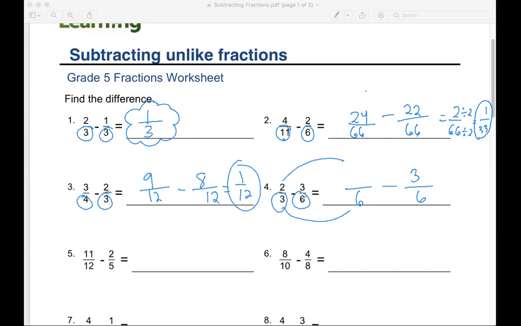What factor do I need to convert thirds into sixths? A factor of 2, right? 3 times 2 is 6. 2 times 2 is 4. This part's a breeze. 4 minus 3 equals 1. Keep the denominator, 6.